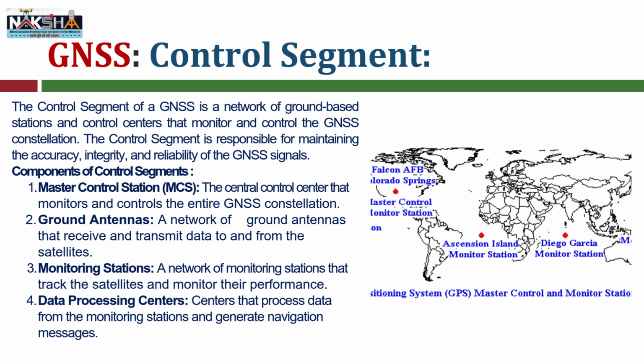Monitoring stations track satellites continuously and check their performance. And data processing centers process information from monitoring stations and generate navigation messages for satellites. In short, the control segment is like the ground team of GNSS, ensuring everything in space works correctly so we can get precise positioning and navigation information.